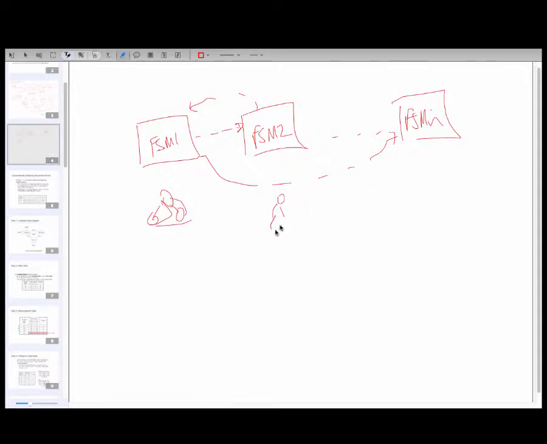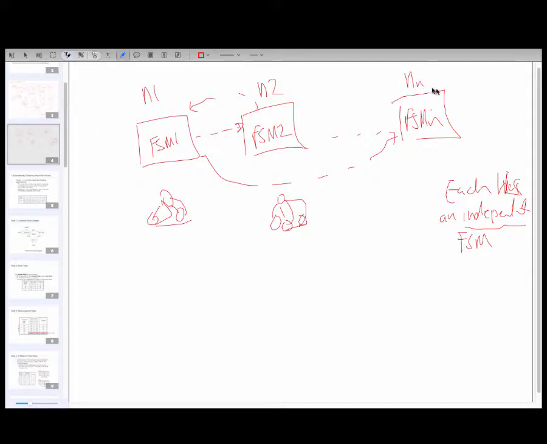Likewise, something is happening out here, and so on and so forth. Each has an independent, and that's very important, FSM. Each is an independent FSM. So let's imagine that this FSM can be in n1 possible states. This FSM has n2 possible states, and this one has n sub n possible states.